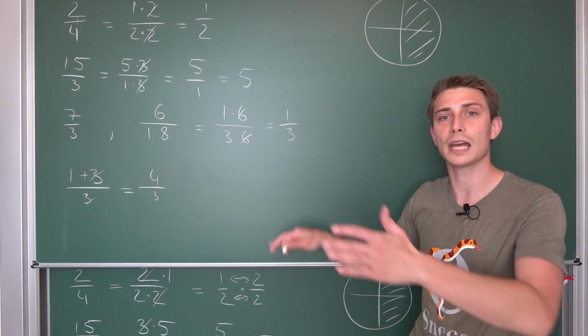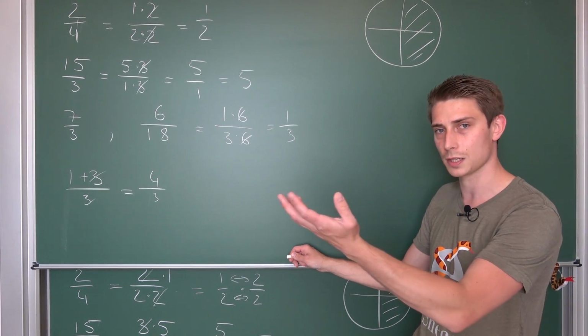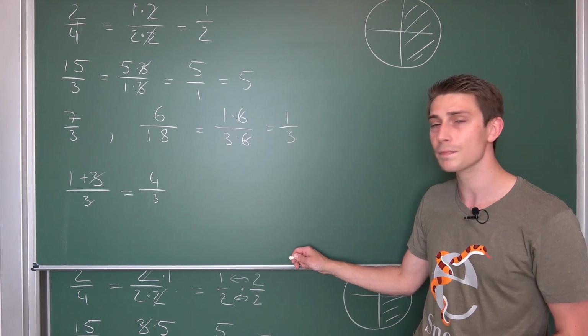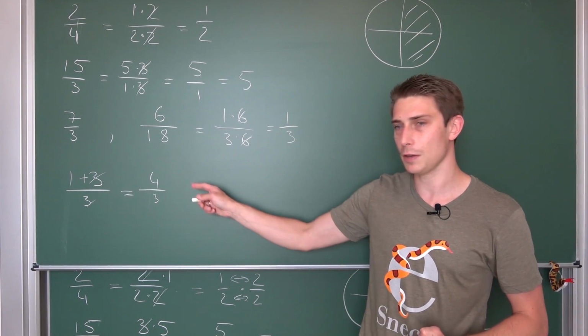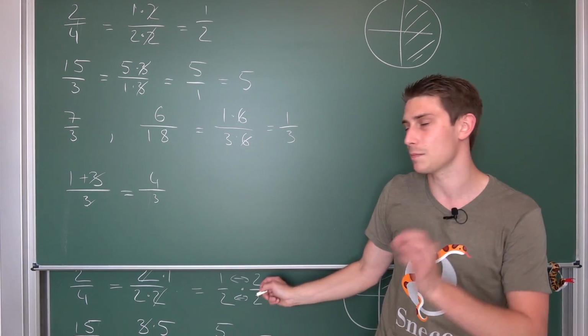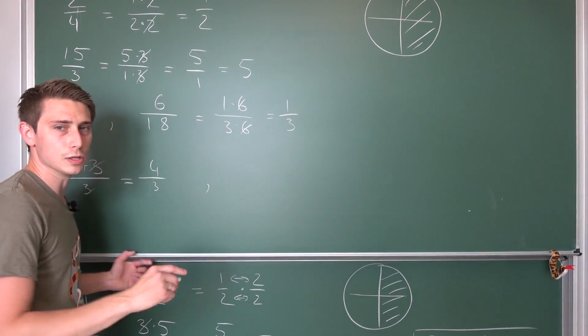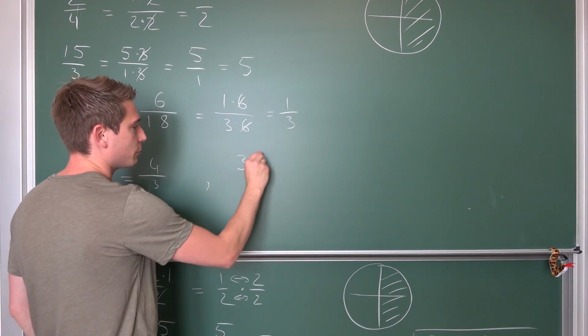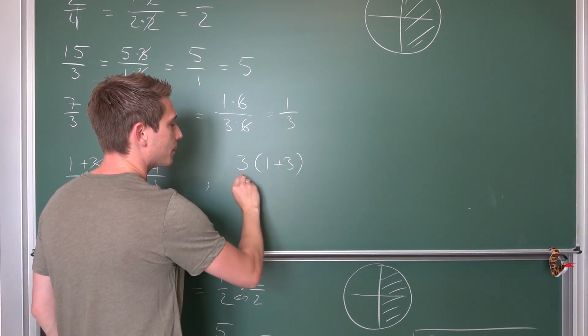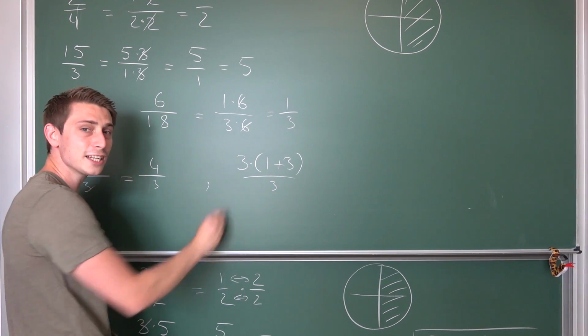Another side note here, it's a lot of information in this video, but it's a lot of important information. If you have a situation like this with a summation up here, what you can always do is, if you find a common factor, for example, if we have 3 times 1 plus 3 over 3, then we have the multiplication of things up here.